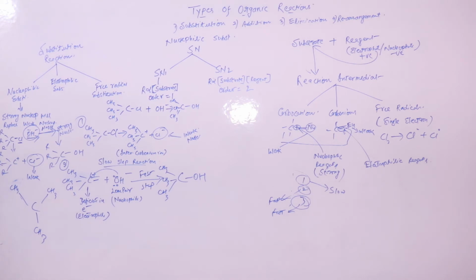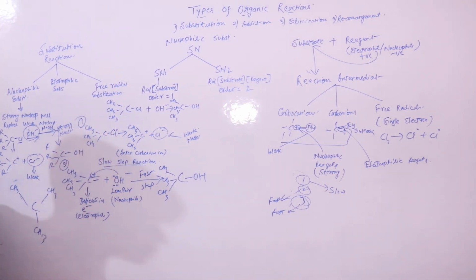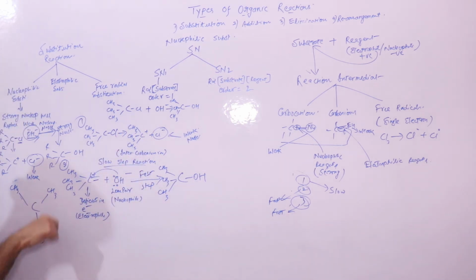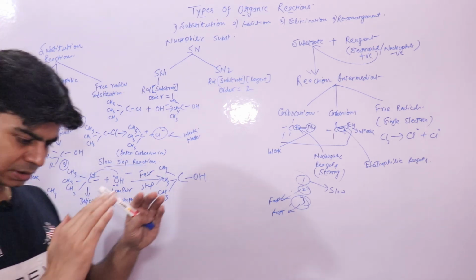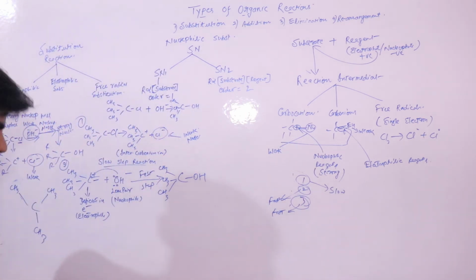If you look at this, this is a tertiary halide which will undergo an SN1 reaction. So you need to remember one thing, that tertiary halides will undergo SN1 reactions. Like I said, when this tertiary halide ionizes, it will form this carbocation. Now this carbocation is your planar molecule, so it can be attacked by this OH ion from either side.